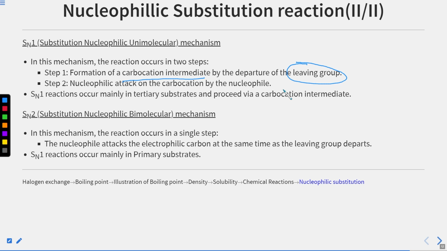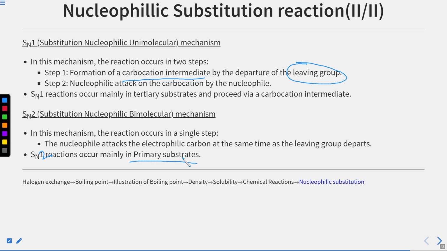Now this SN2, sorry for the mistake here, this SN2 reaction occurs mainly in primary substrate. Okay, now this is the last point. This SN2 is just the opposite of SN1. In SN1, the tertiary one is more stable, and in SN2, the primary is the most favored. This is clear? Okay.